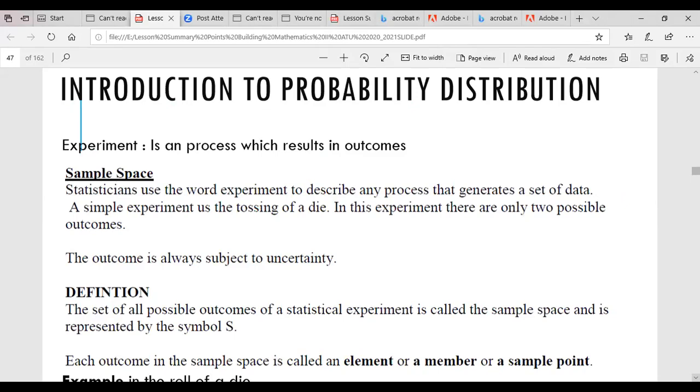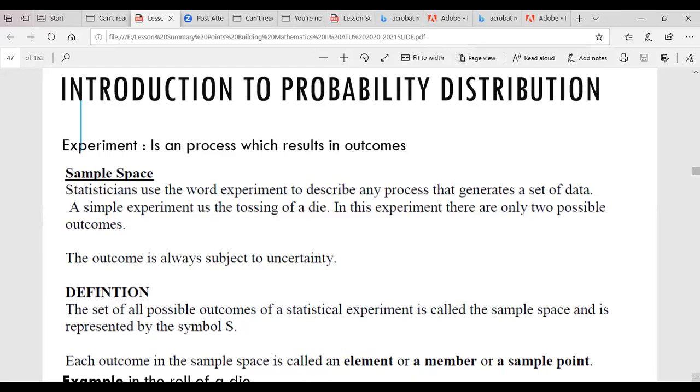Now, the first thing we need to understand is what an experiment is. If we are talking about probability, it means chance, possibility, likelihood. If something is likely to happen, then there are a number of possibilities. For example, we roll a die, a ludo die. When you roll it, it's possible you can have 1, 2, 3, 4, 5, or 6. So there are six possibilities, but only one of those possibilities will be observed. Now, the process of rolling the die is an experiment.